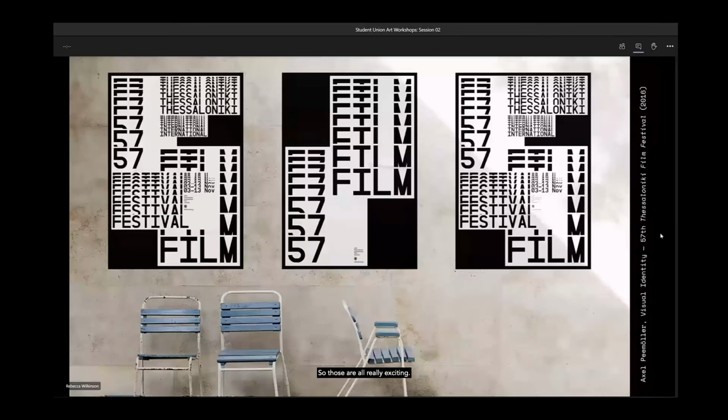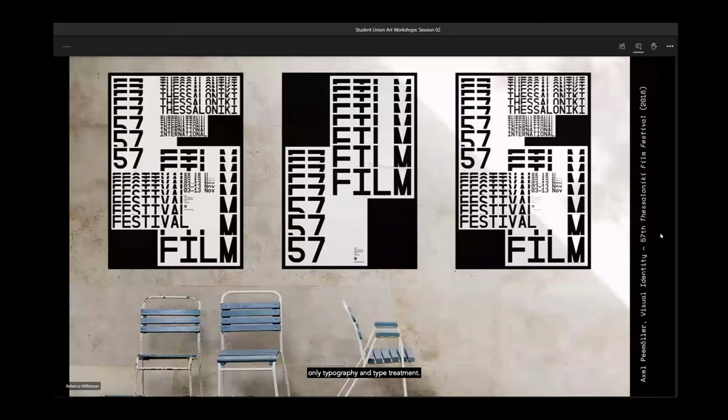So those are all really exciting inspiration pieces for me. This is actually the final one. This is an example from graphic design. These are 3 posters that were designed for a Greek film festival a few years ago. What I think is really great about this reference is that this designer took inspiration not from other film festival posters, but from the idea of moving film itself, film in a reel going through the projector.